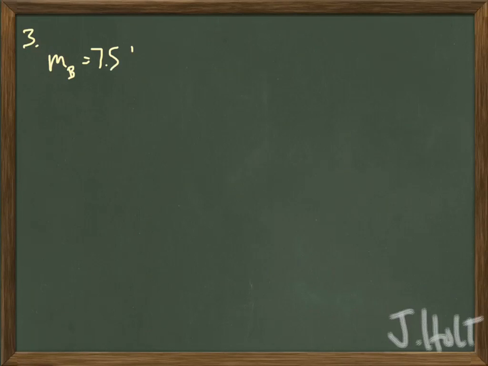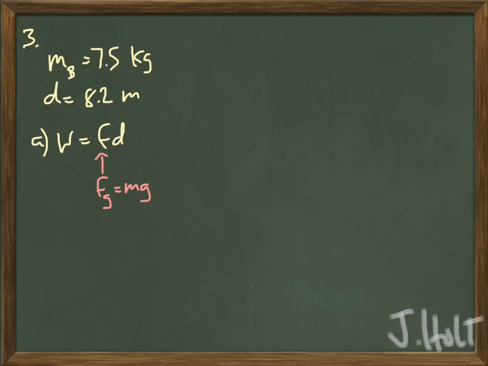Okay, we're given the mass of a backpack. I'll abbreviate it using M sub B. We're given the distance, or the height of the cliff. Work equals force times distance. So let's stop here for a second. We got to think about what force we're dealing with here. I don't see force anywhere in the problem. So what am I going to do?